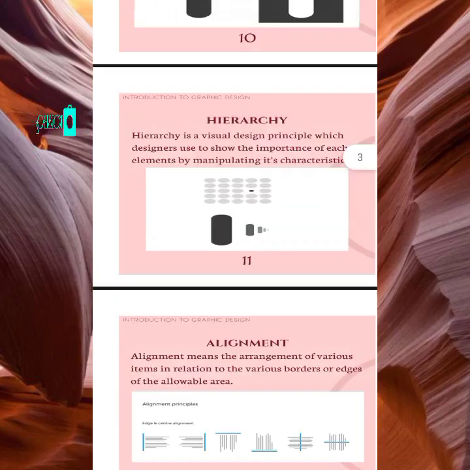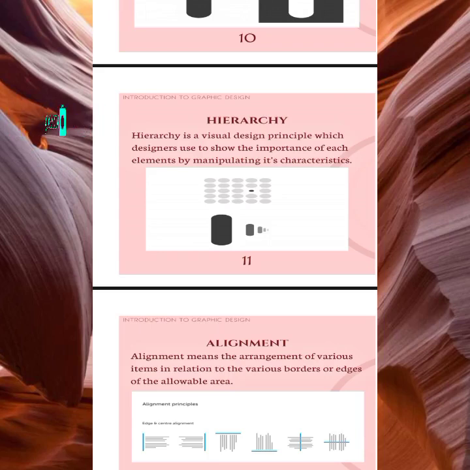So the next one is hierarchy. Hierarchy is a visual design principle which designers use to show the importance of each element by manipulating its characteristics. You understand? This means the most important aspect is quickly noticed before the other ones.